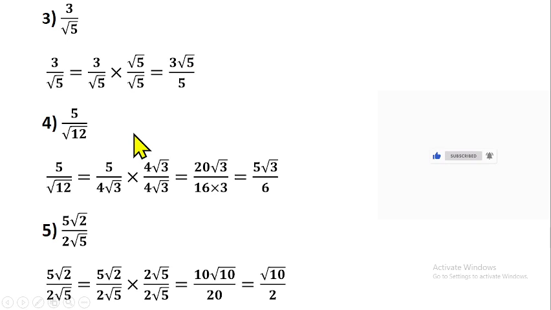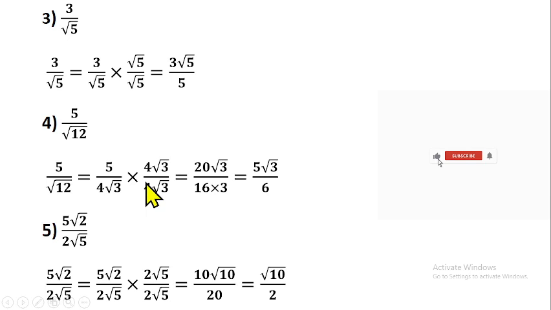15 over root 12. So this can be simplified. You cannot leave a denominator in surd form. But if you look at this root 12, we can simplify root 12 further. If you simplify root 12, that will give us 2 root 3. I believe you understand how we got that. So 5 over root 3 is the same thing as 5 over root 12, because if you simplify root 12, that gives us 4 root 3. Now, still, the denominator is in surd form as well. So that means what? You rationalize. You rationalize by using 4 root 3 to multiply up and down.